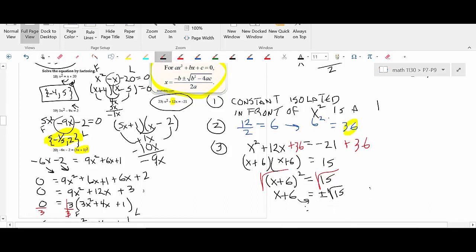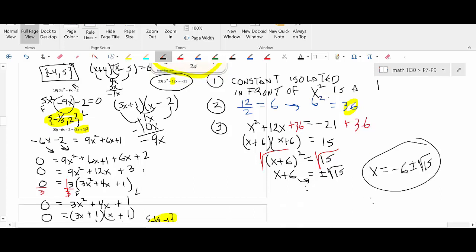You can write your answer like this: negative 6 plus or minus square root of 15. That's a valid way to write that. Or you can list the two answers out. I think when you're doing problems like this on My Math Lab, you have to list the two out and enter your answer like that. I don't care on a test if you just write the abbreviated form. You just need to know what it means. So that's called completing the square.